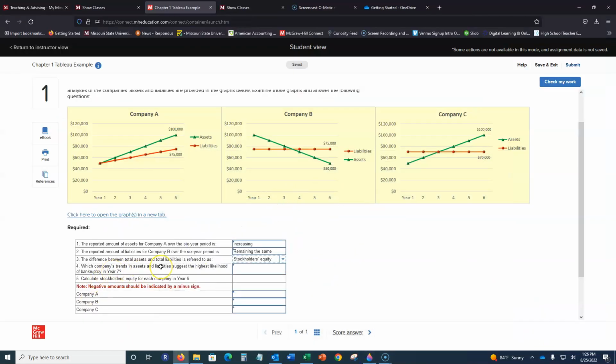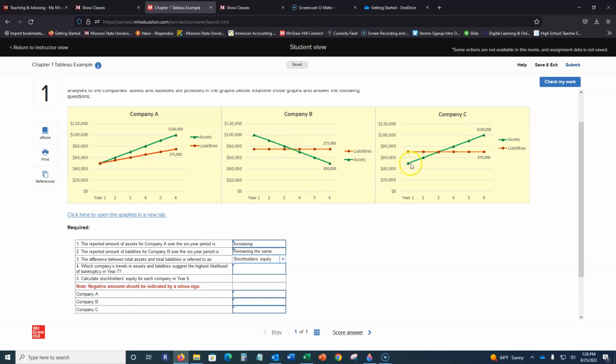So number 4, which company's trends in assets and liabilities suggest the highest likelihood of bankruptcy in year 7? We don't really know much outside of these companies except for their assets. Looking at company A, their assets are going up. The difference here tells us they probably have enough to cover liabilities. Company B's assets are dropping. So the difference right here tells us they probably don't have enough to cover their liabilities in the future. We're probably definitely not lending money to Company B.